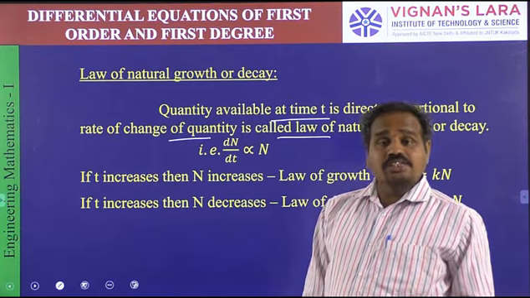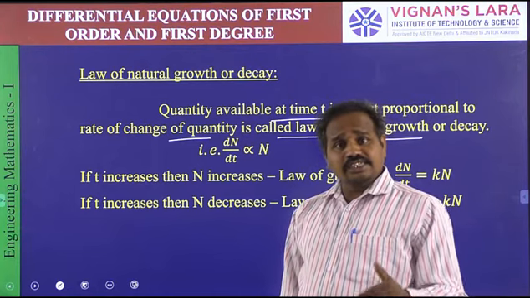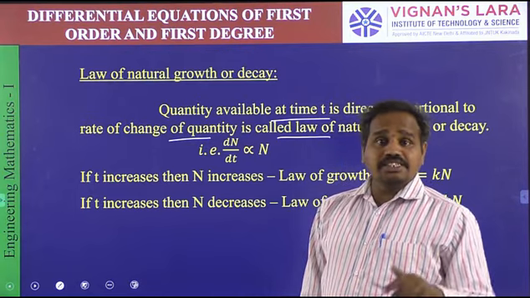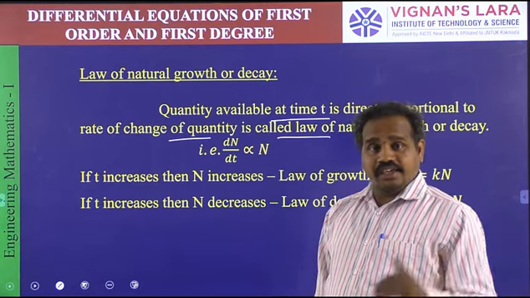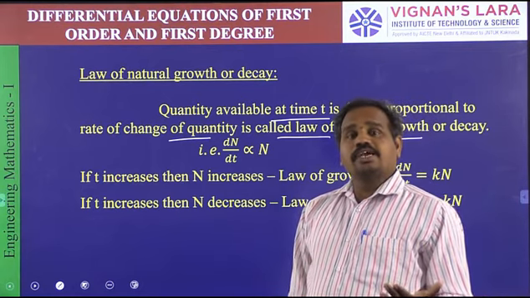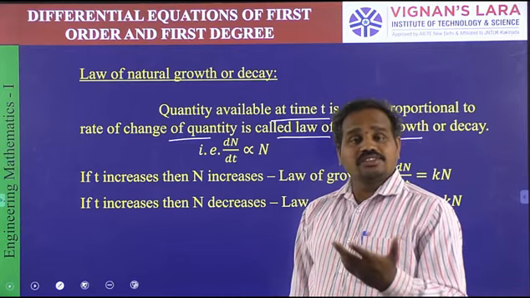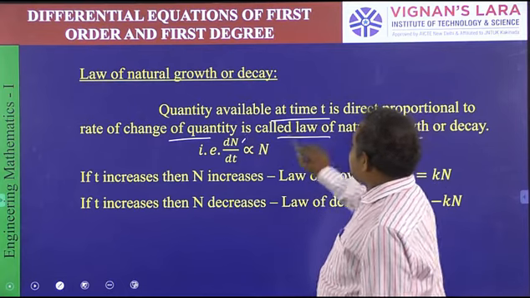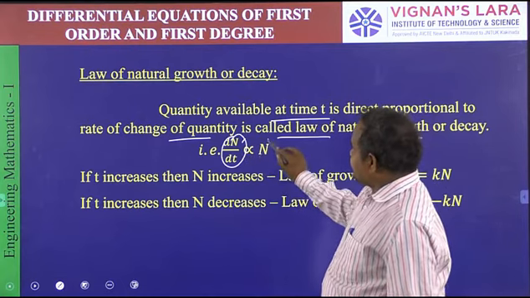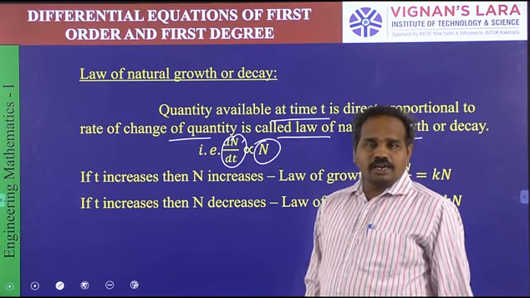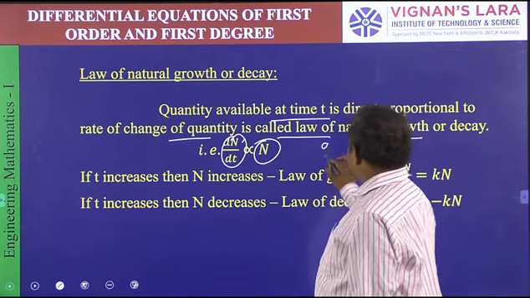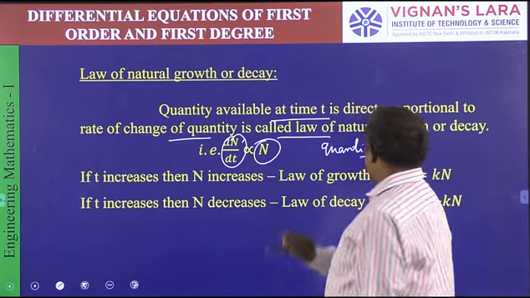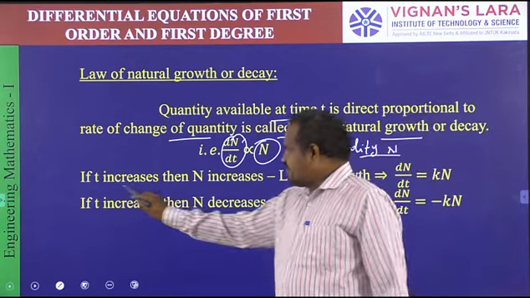As time increases, bacteria increases, that is called the law of natural growth, that means direct proportional. And the second one is, as time increases, bacteria decreases, that is the law of decay. As time increases, the quantity will be decreased, that is called inverse proportion. So the quantity is N. The rate of change of quantity, dN by dt, is proportional to the quantity available at that time.